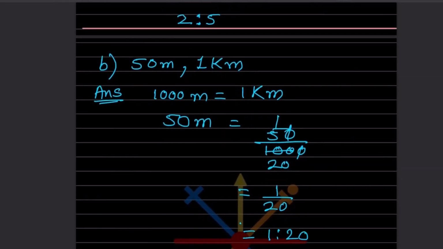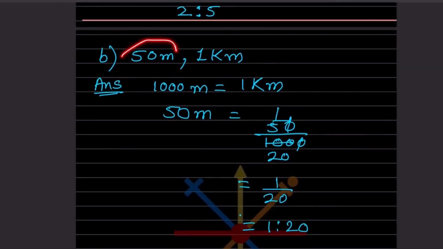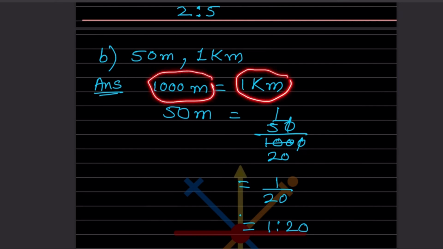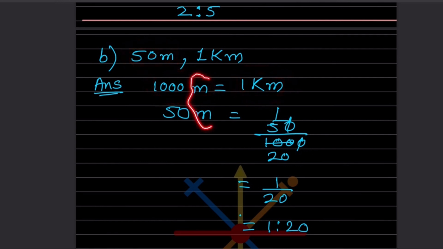Now the next question says 50 meter and 1 kilometer. So what are you going to do here? First, you know this is in meter and this is in kilometer. So 1000 meter is 1 kilometer. So we want to change to the first one. So 50 meter will be how much? Because why did I write here 50? Because meter should be together.